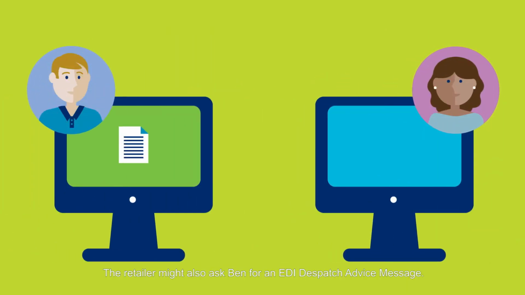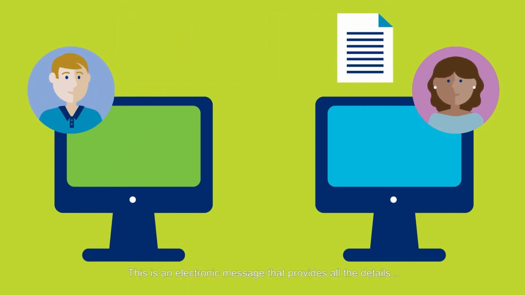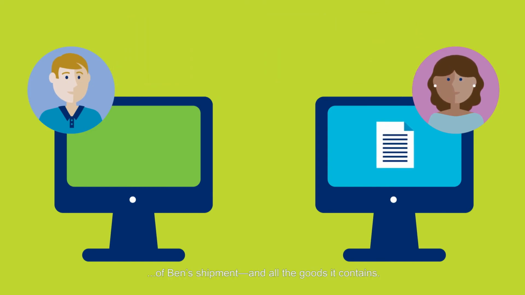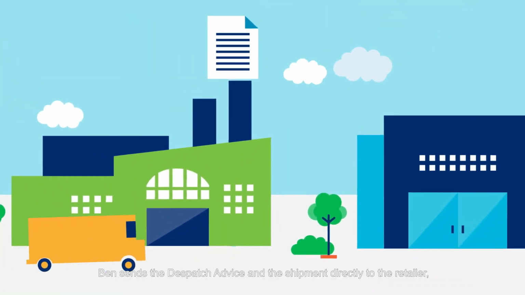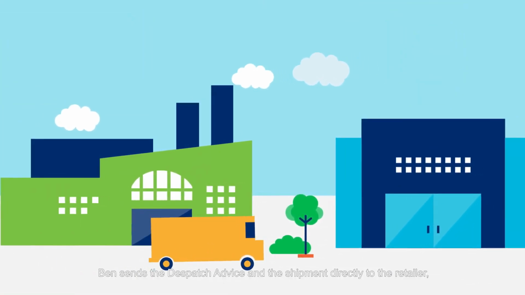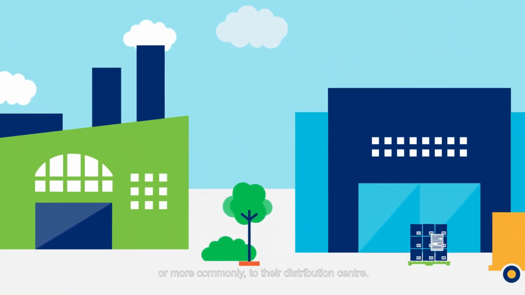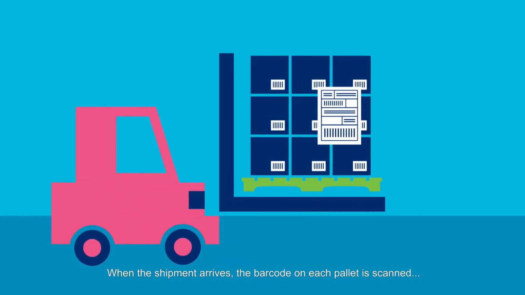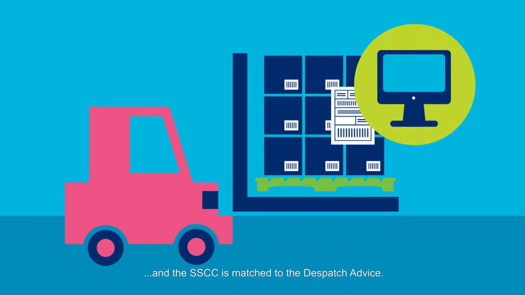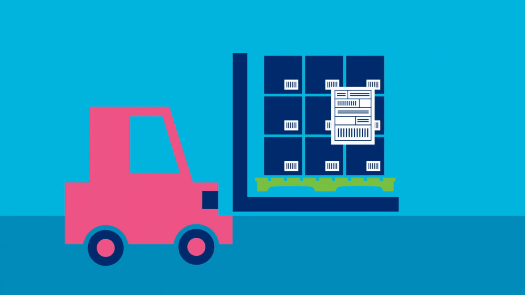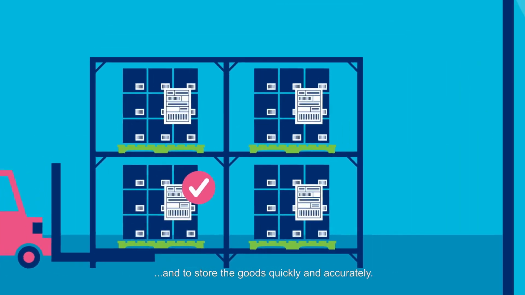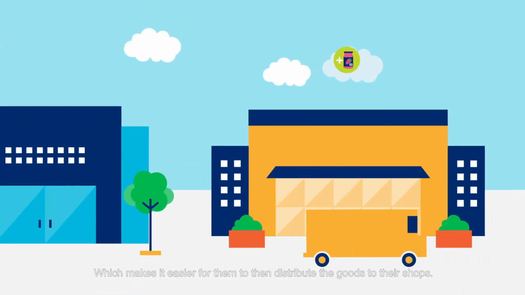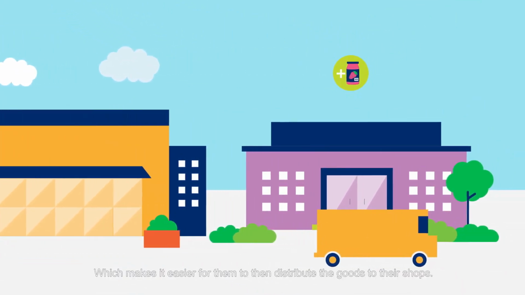The retailer might also ask Ben for an EDI dispatch advice message. This is an electronic message that provides all the details of Ben's shipment and all the goods it contains. Ben sends the dispatch advice and the shipment directly to the retailer, or more commonly, to their distribution center. When the shipment arrives, the barcode on each pallet is scanned and the SSCC is matched to the dispatch advice. This allows the retailer to update their systems and to store the goods quickly and accurately, which makes it easier for them to then distribute the goods to their shops.